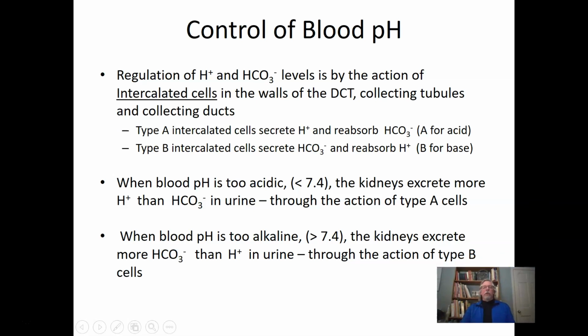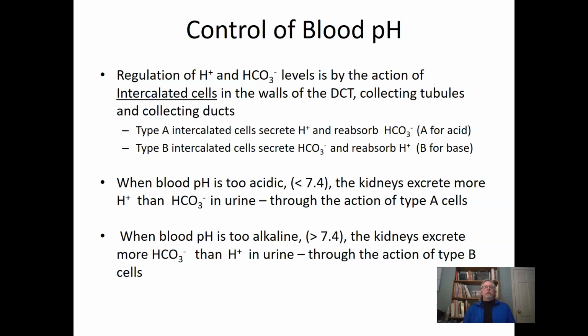So how is blood pH regulated? It's regulated by special cells located in the wall of the distal convoluted tubule, the collecting tubules, and the collecting ducts. These cells are called intercalated cells. And basically, they're mixed in with principal cells that I discussed in the previous video.